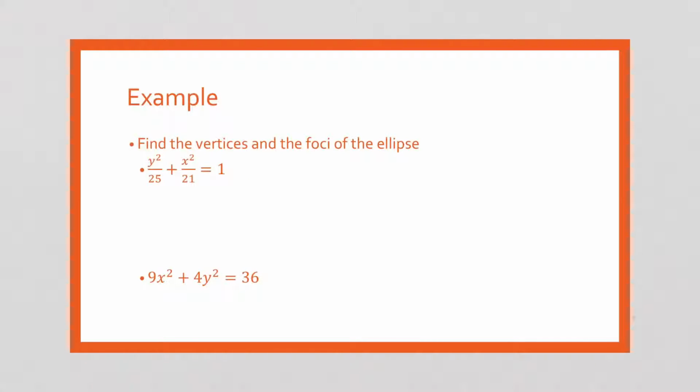Alright, so find the vertices and the foci of the ellipse. Looking at our first one, we see the larger value, 25, is going to be our a squared, which means that y squared is the formula I'm looking for. So on my ellipse, I need to look at the formulas on the right. So, things I need to find: vertices and foci. My vertices are h comma k.